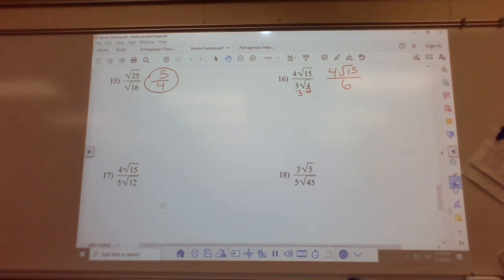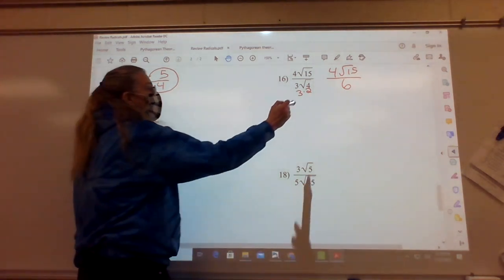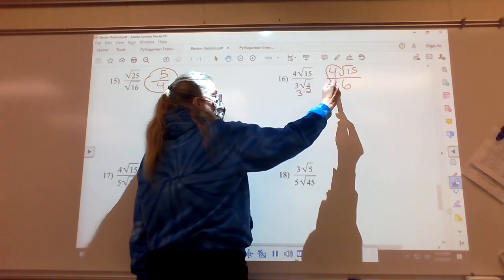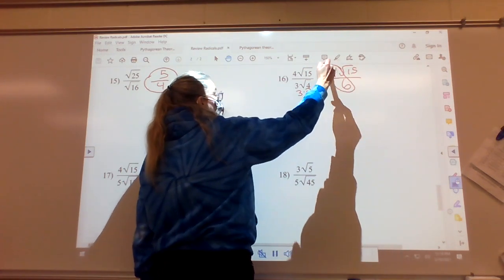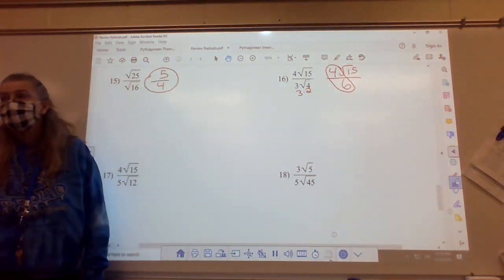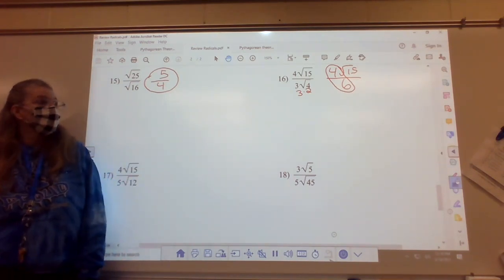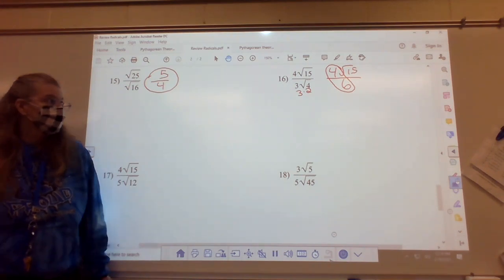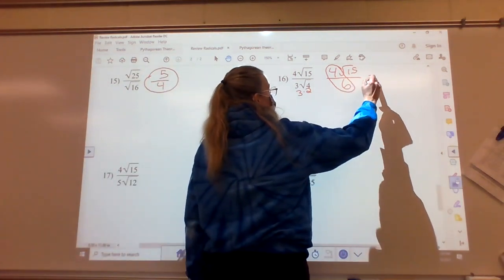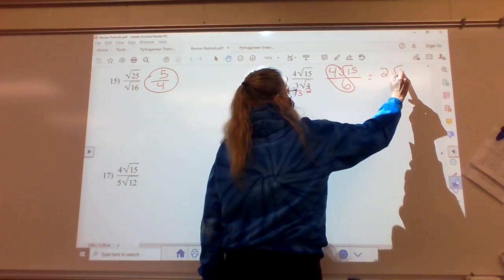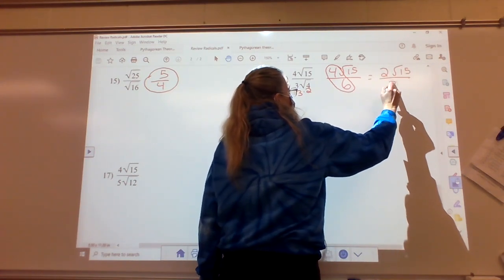Now this is where that third step comes in, because the third step is to reduce the whole numbers. So radicals reduce radicals. Whole numbers reduce whole numbers. So I'm only looking at the 4 and 6. The 15 I can't do anything with at this point. I'm stuck with it. But the 4 and the 6 both divide by what? 2. So my final answer, 2 radical 15 over 3.